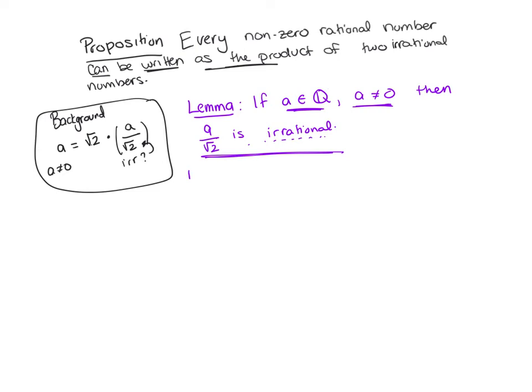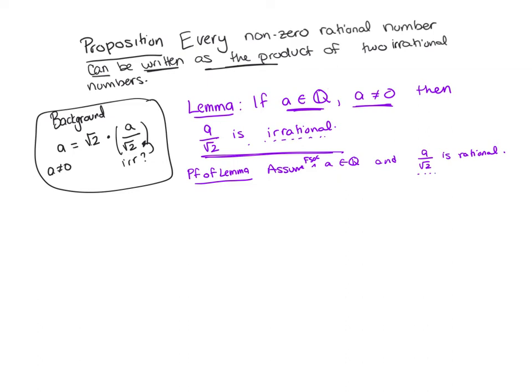So if I do a proof by contradiction, I'm allowed to assume both that a is rational and a over square root of 2 is rational. And I like to be able to assume things are rational, so that seems like the best way forward. So I'm assuming that a is rational and a over square root of 2 is rational. And again, that's for sake of contradiction.